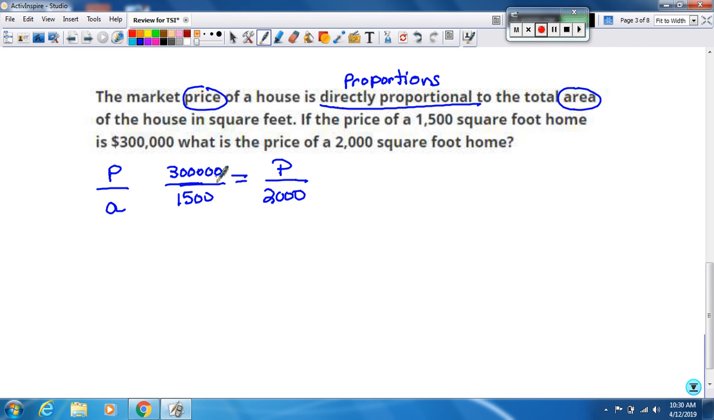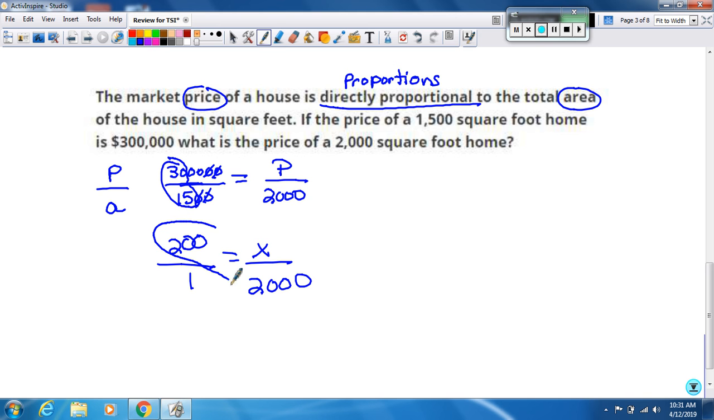So I'm going to simplify this a little bit. I can cancel out these two zeros with two of these zeros. So let me make sure, 1, 2, 3, 4, 5. 1, 2, 3, 4, 5. Okay. So 300 divided by 15 is 2, and we still had an extra 0 there. So I'm sorry, I said that wrong. 30 divided by 15 is 2, and you got 2 extra zeros. So that's 200 over 1 equals x over 2,000.